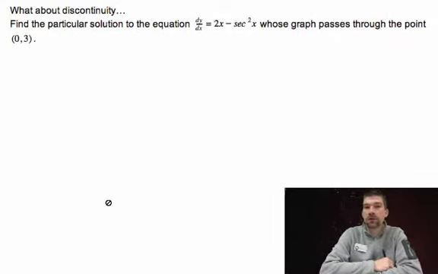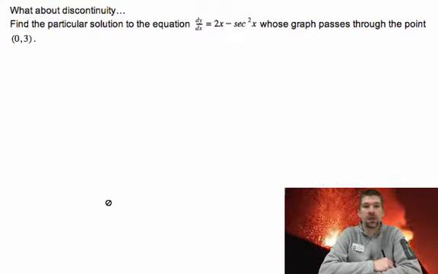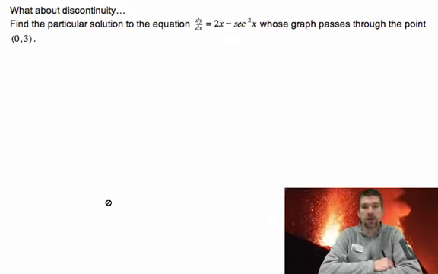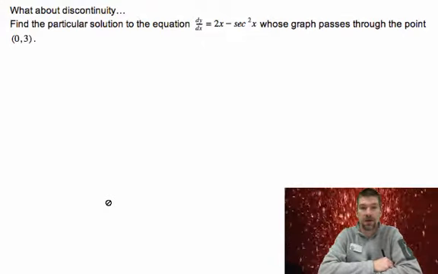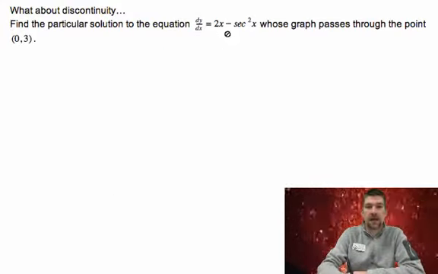All right, find the particular solution to the equation dy/dx equals 2x minus secant squared x, whose graph passes through the point (0, 3). And you'll notice that on this particular one, secant squared is going to have several discontinuities where you've got vertical asymptotes. Don't panic. As long as we are looking at a point that is actually on the graph, we should be able to work this out.